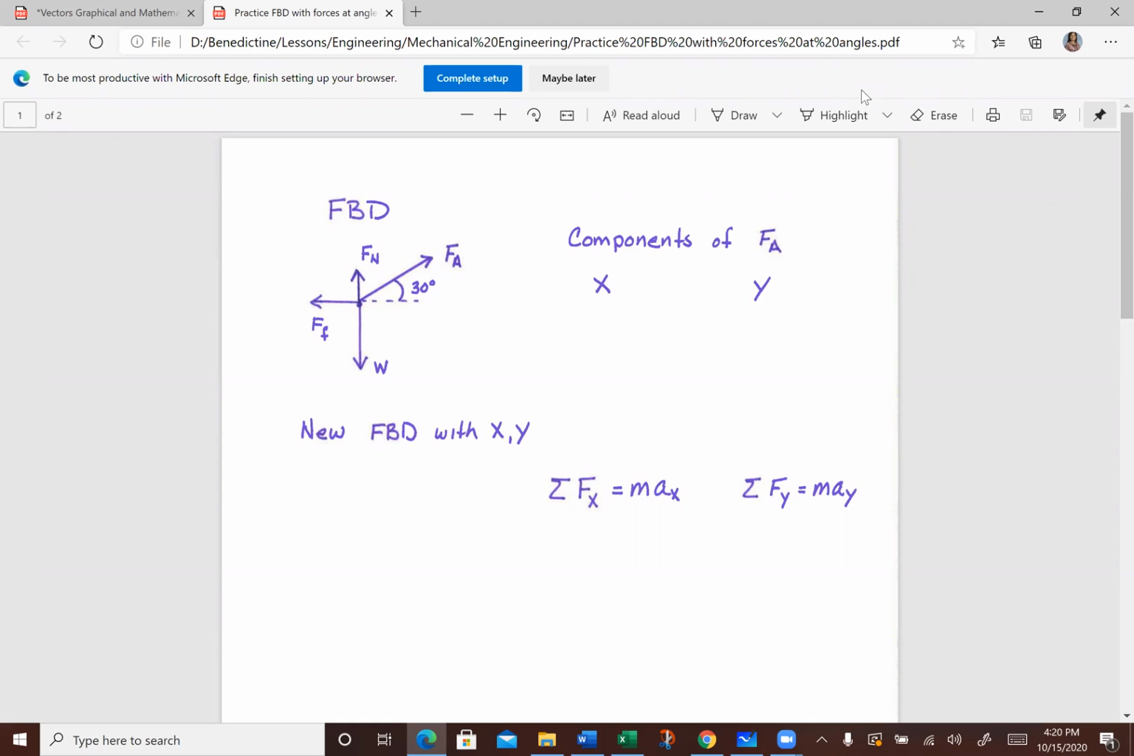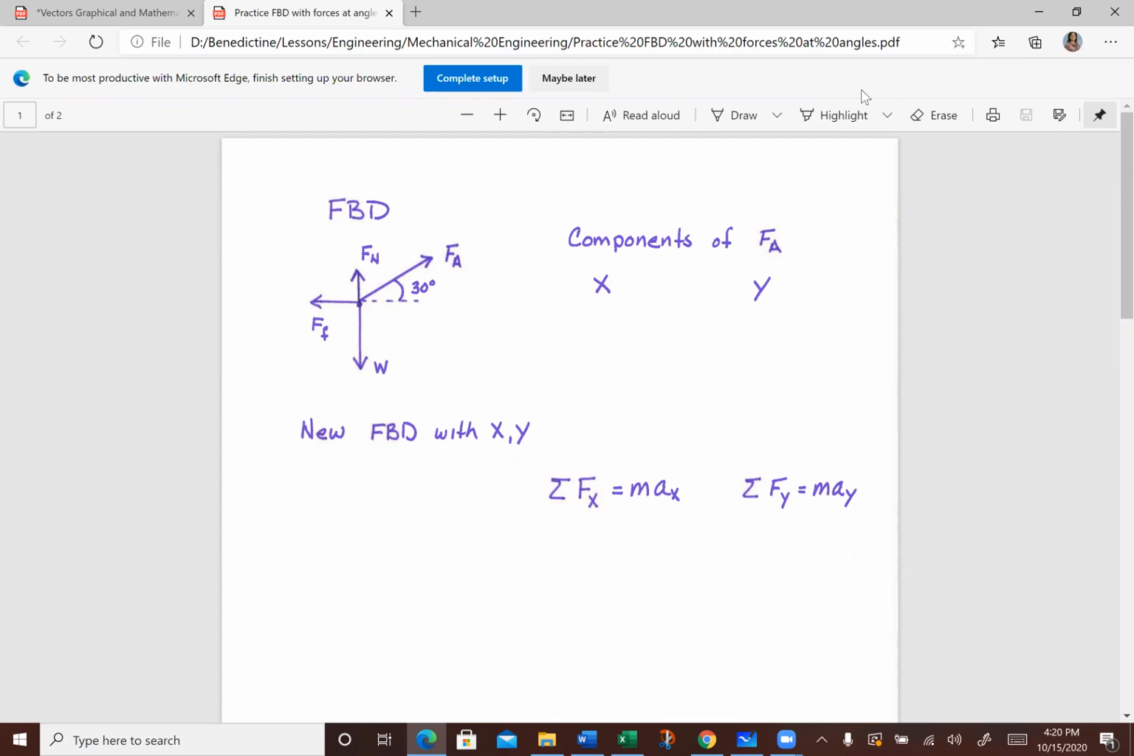So this might be an example of somebody pulling something across the floor with a rope that is actually at an angle. Imagine somebody sliding a suitcase or something like that. They're pulling on it with a strap. There would be friction opposing the motion that is parallel to the floor. There would be a normal force, a weight, and so on.